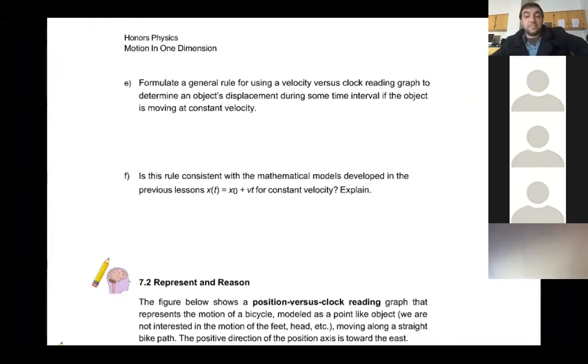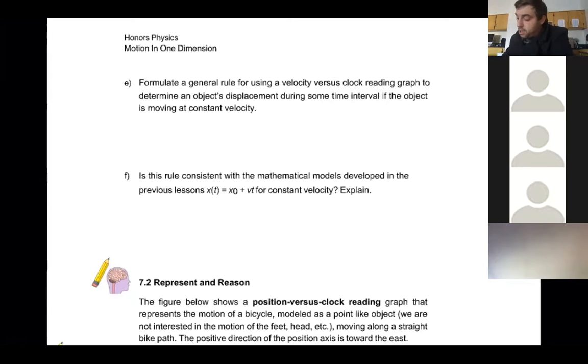And then F says, is this rule consistent with the mathematical models developed in the previous lessons? X position as a function of time equals initial position plus velocity times time. That's that constant velocity math model that I was telling you guys about 2 weeks ago, I believe. That's our constant velocity math model there. And that rule is consistent with the constant velocity math model.